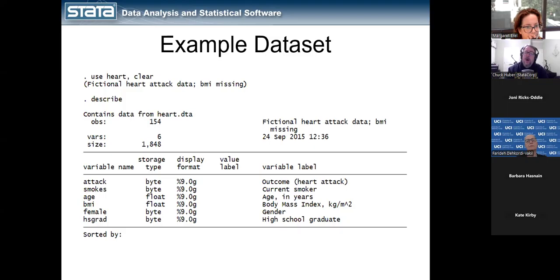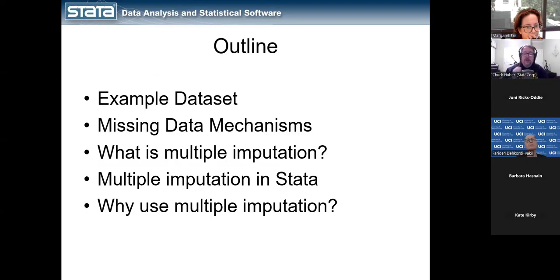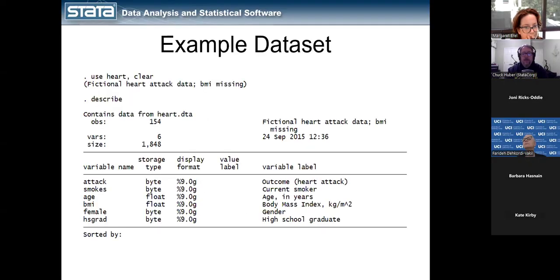But as Joni mentioned, if you have any questions along the way, please feel free to just unmute your microphone and jump in. Gives me a chance to grab a sip of water and rest my voice. So please jump in at any time.